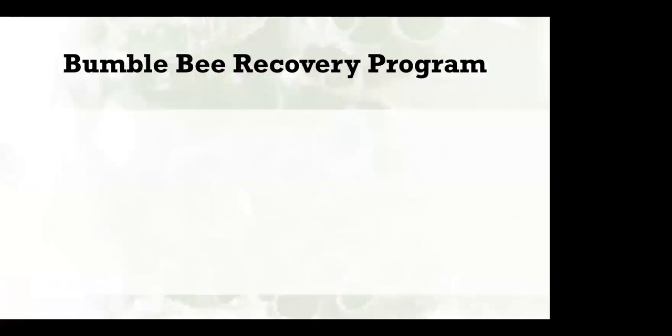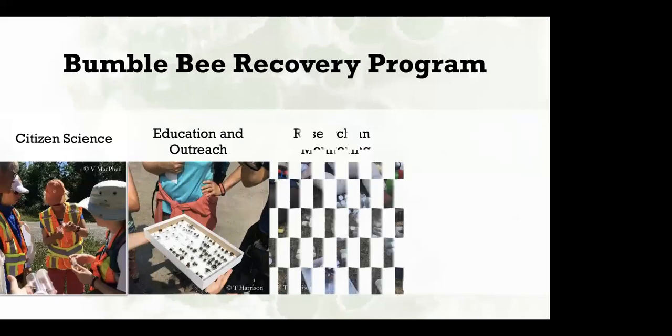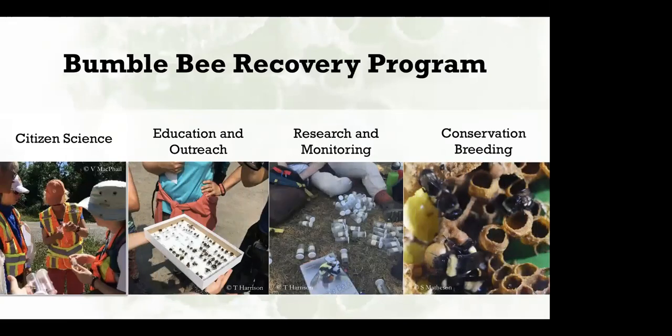And all of our bumblebee work falls under what we call our Bumblebee Recovery Program, and that is a program within the Native Pollinator Initiative, and one that I'm going to talk about for the rest of the talk. As with the majority of well-established research programs, this program has a number of different components. If I'm trying to best divide it, those are probably our citizen science, our education and outreach, our research and monitoring, and our conservation breeding programs.